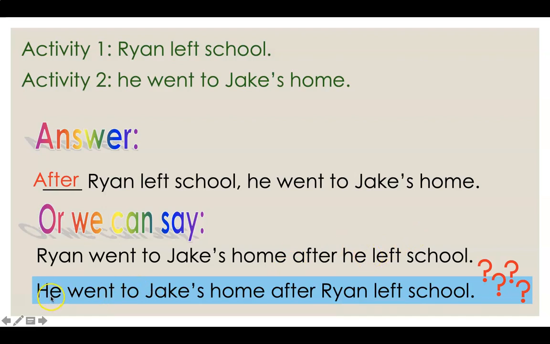Now, let's look at this sentence. He went to Jake's home after Ryan left school. Do you know what's wrong with this sentence? Sometimes we can't just copy the activity 1 and 2 into the sentence. We have to change the subject a little bit. If we directly copy the 2 activities into the sentence, it will become like this. He went to Jake's home after Ryan left school. It sounds weird because we don't know who he here refers to. So we better mention the person first, Ryan. So we have to change he here into Ryan. And we change Ryan here into he. So it will become Ryan went to Jake's home after he left school.